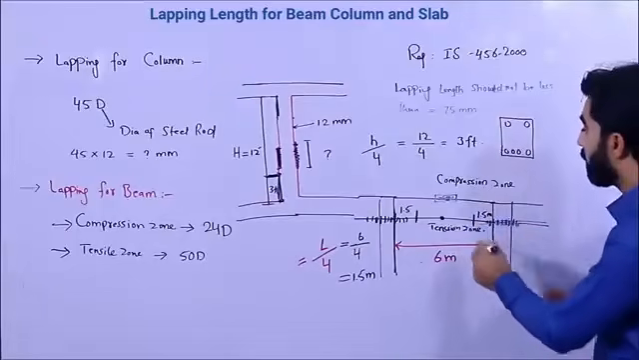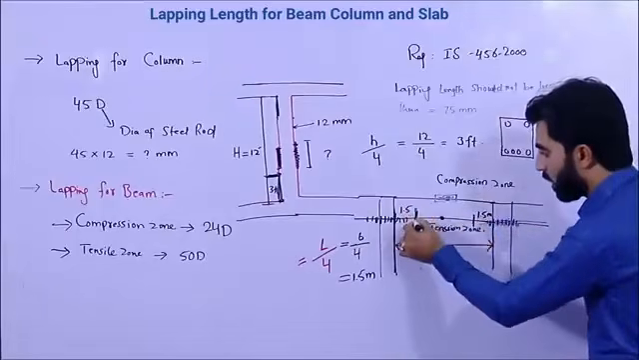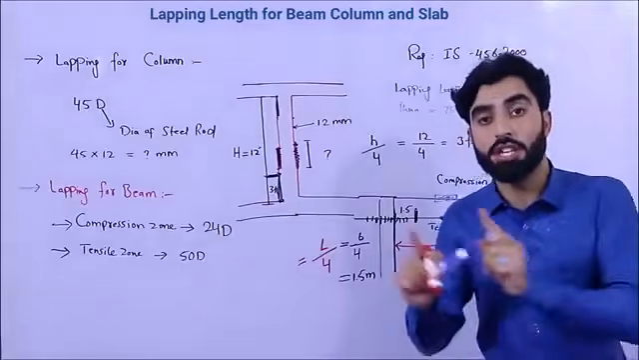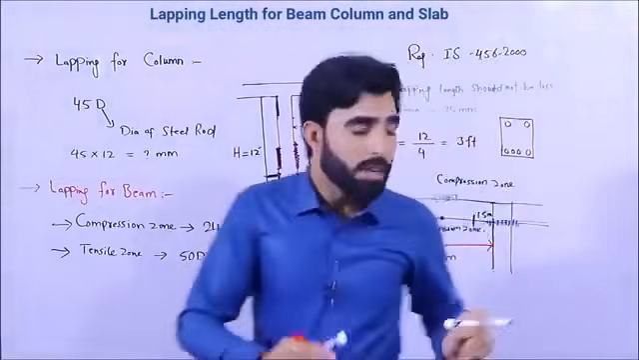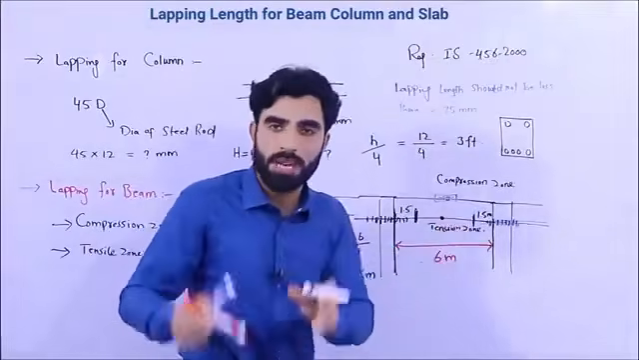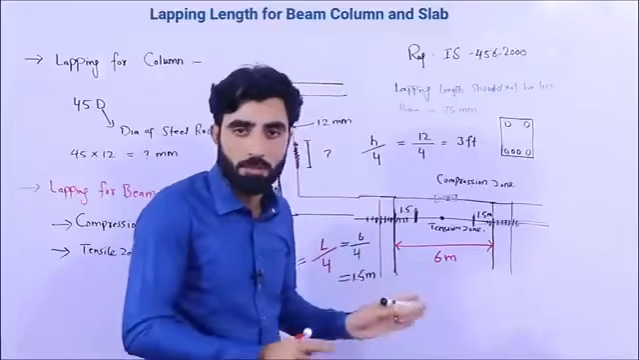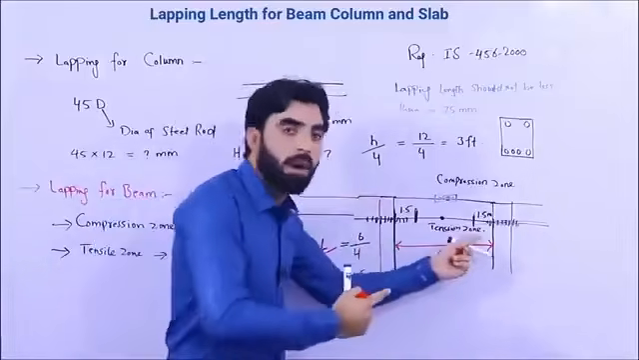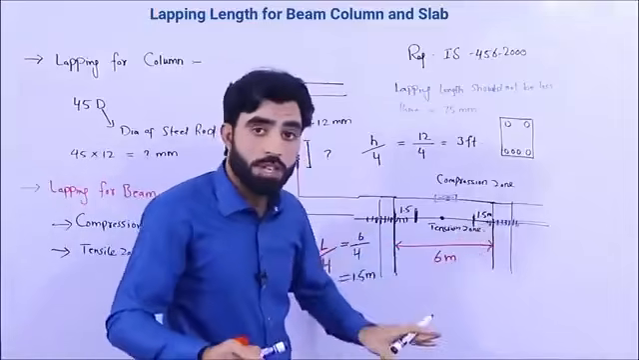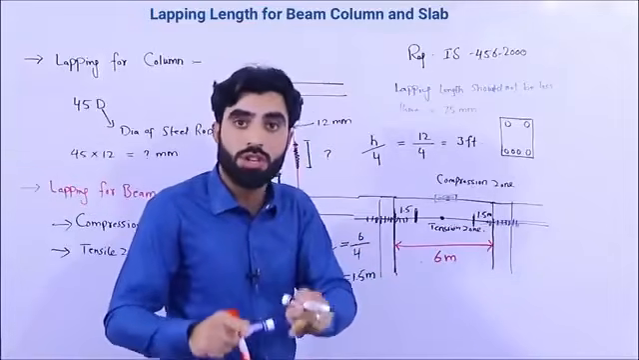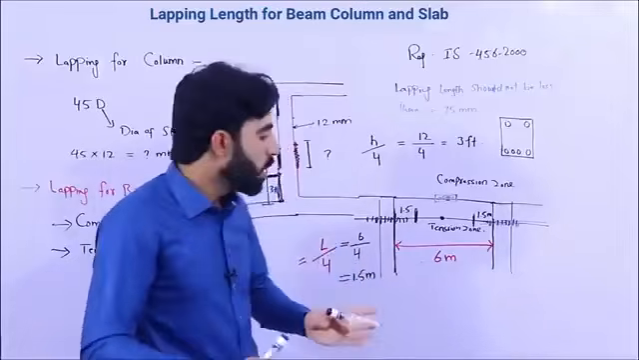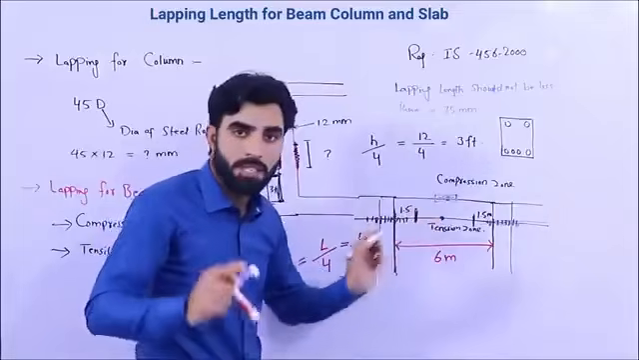So don't provide the lapping length at these positions, L by 4 distance, because we have maximum shear stresses at the end of the supports. Shear stresses can cause maximum cracks at the end of the support. So therefore we provide crank-off bar or bent-up bar, because at this position, L by 4 distance, we have maximum shear stresses, and there we have negative bending moment, as I told you in many videos before. So therefore at the mid we have positive bending moment.